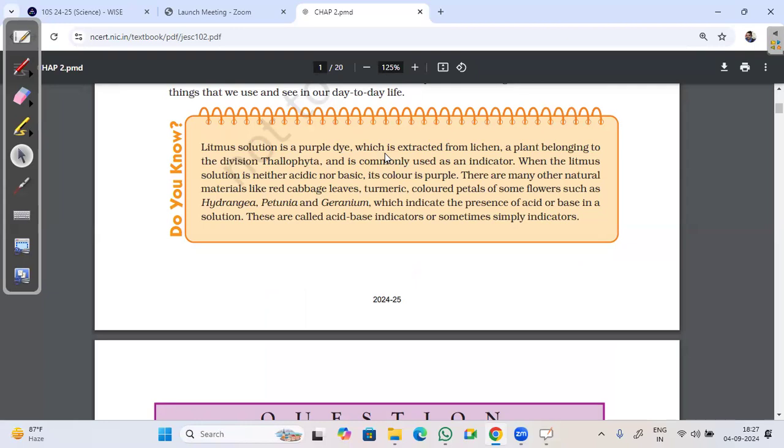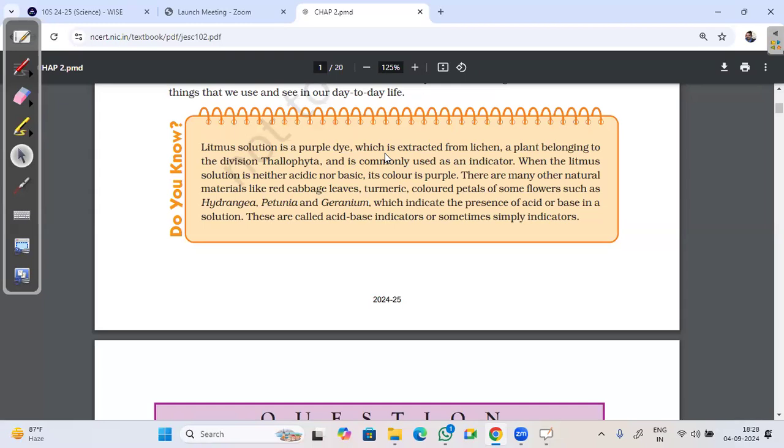Through litmus papers and olfactory indicators. Litmus paper, olfactory indicator, and you also have some natural indicators. Yes. Sir, turmeric is a natural indicator. Flowers, China rose is a natural indicator. Red cabbage. Yes, red cabbage. Sir, isn't litmus also a natural indicator?